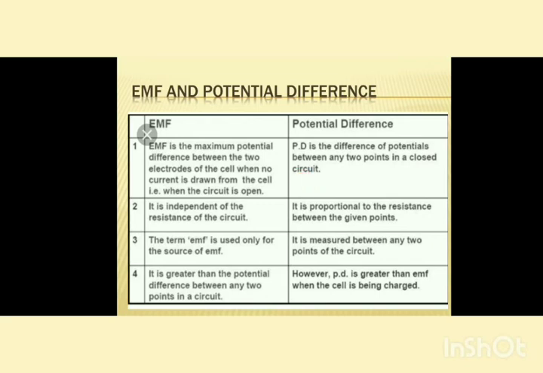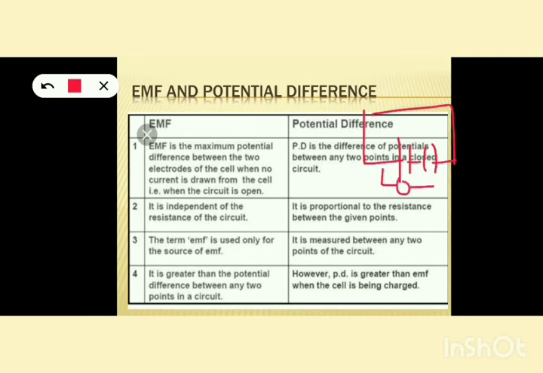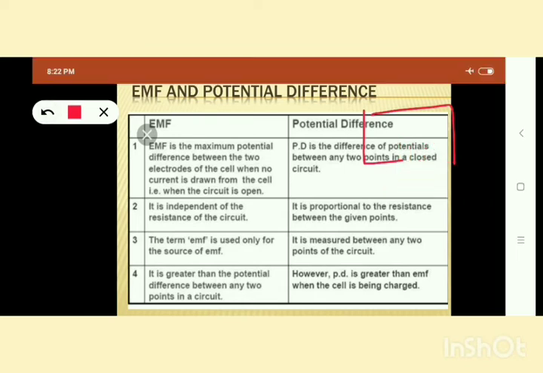So in the previous case I have given you this circuit. This is an open circuit. K is not closed, so no current flows through the circuit, and when we measure the potential difference across this cell, we will get the EMF of that cell. So it is the potential difference when no current is drawn from the cell. But at the same time, what is potential difference? It is the difference of potentials between any 2 points in a closed circuit.